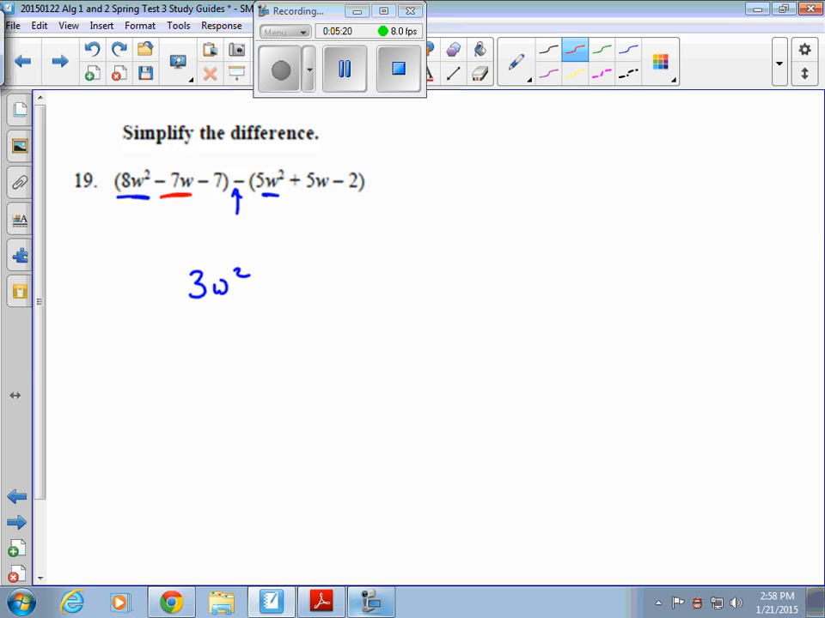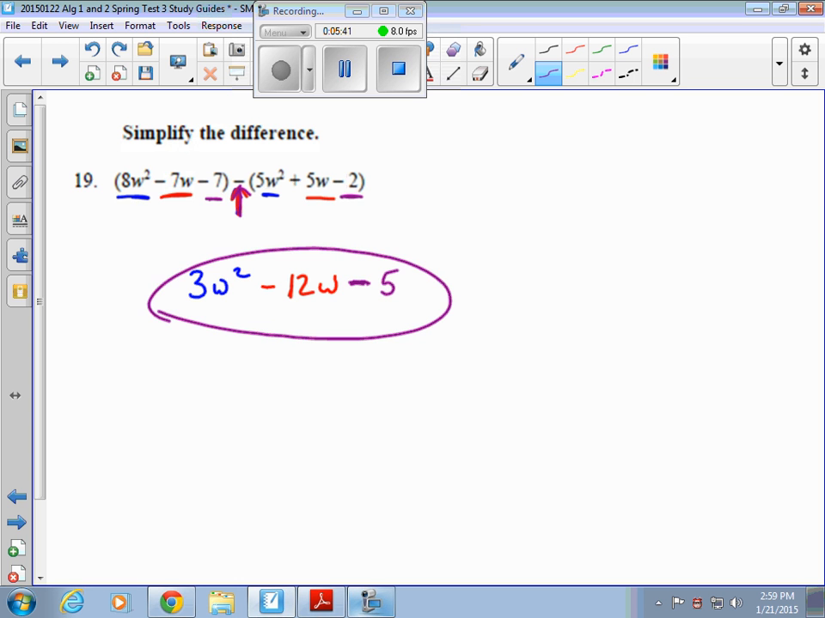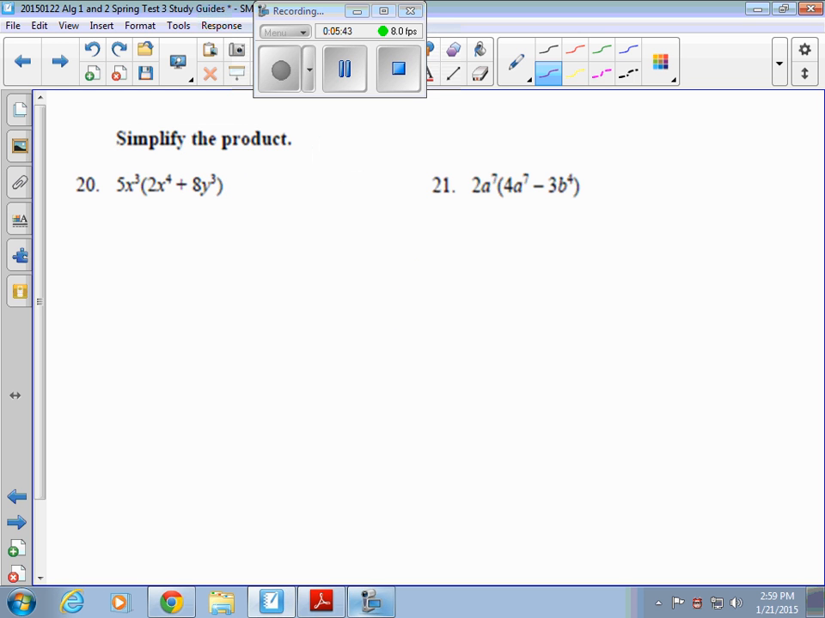Negative 7w, again, minus 5w. Negative 7 minus 5 is negative 12w. And then negative 7 minus a negative. Remember, minus a negative means plus. So negative 7 plus 2 is negative 5. 3w squared minus 12w minus 5.